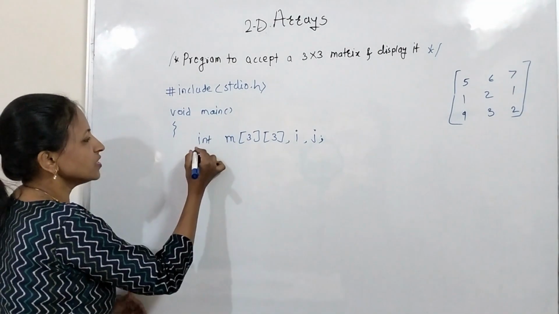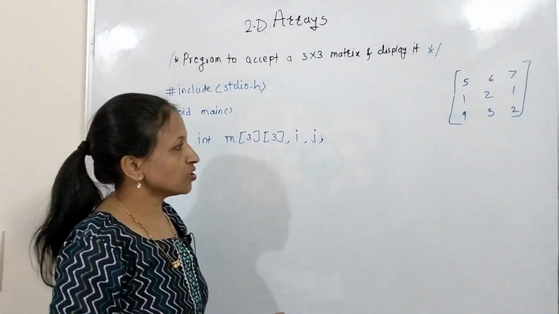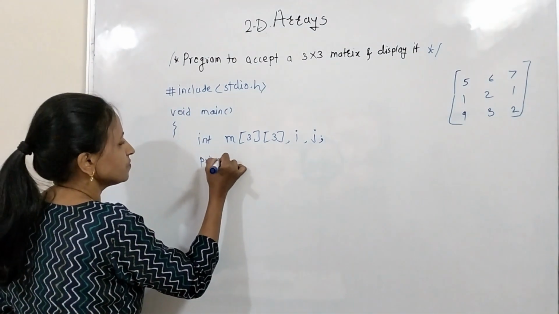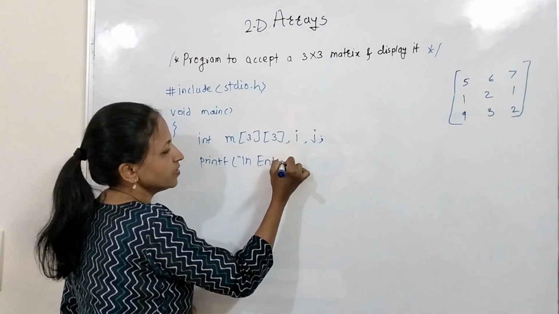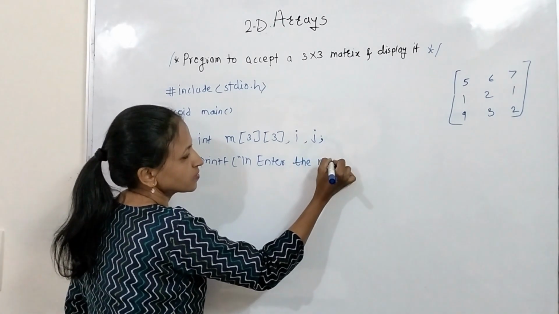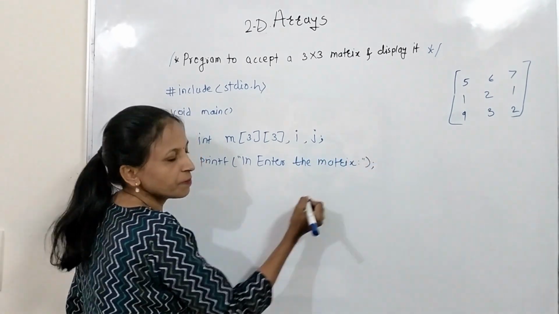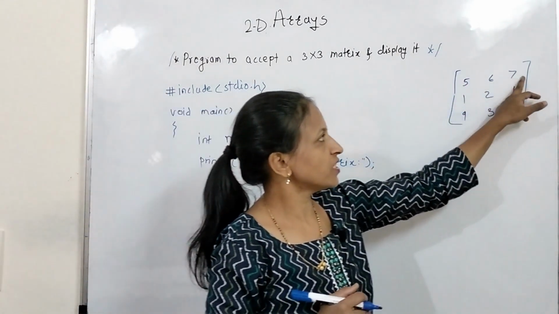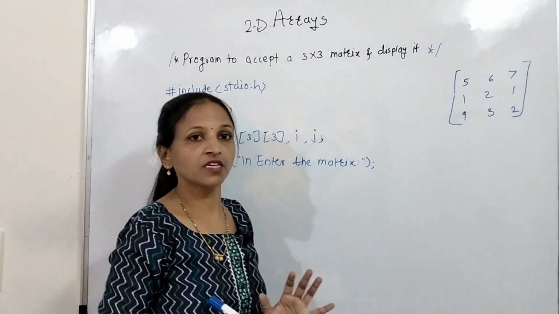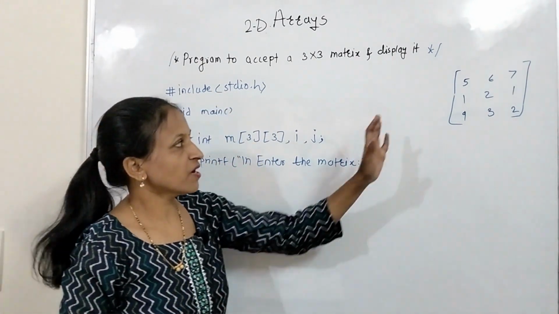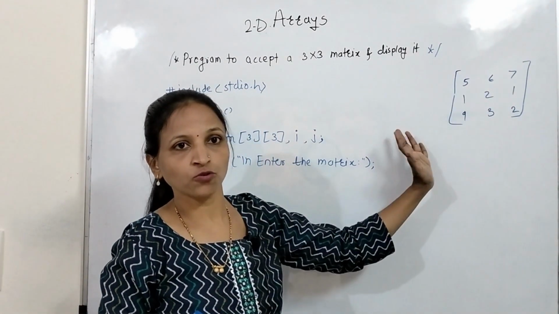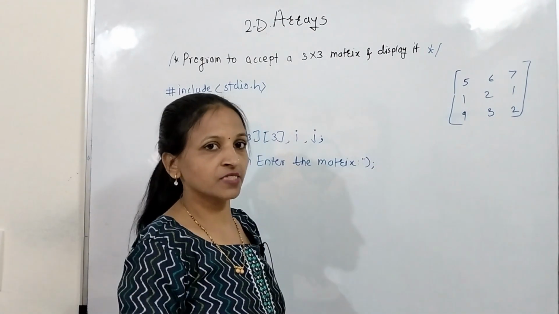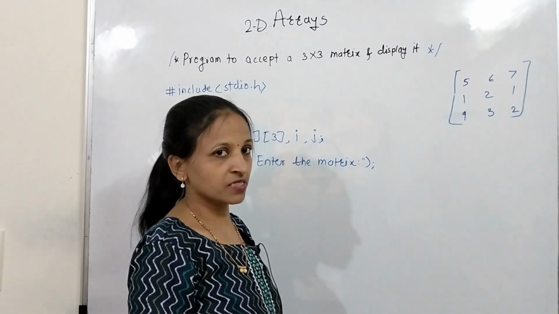Now see, first I will write like this. We will give a message to the user like enter the matrix first, like printf enter the matrix. Simple. Now here see, for accepting we have to accept individual elements, all 9 elements we have to accept here one by one. First we will accept first row, then second row, then third row. Okay, from first row first we will accept 3 elements, then for second row we will accept 3 elements.